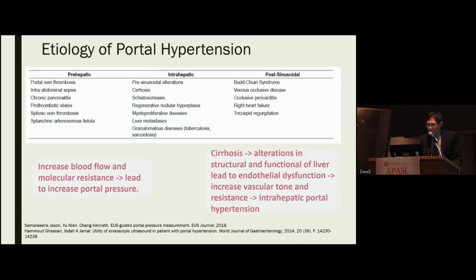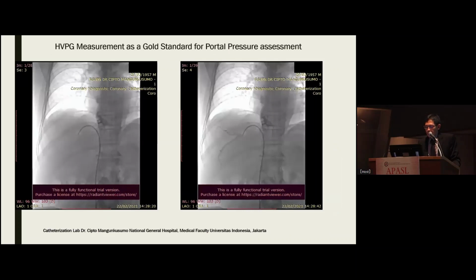If we talk about portal hypertension, of course, we are not only discussing liver cirrhosis, but we know that there are also many etiologies in prehepatic, intrahepatic, and post-hepatic conditions. However, in liver cirrhosis patients, alteration in the structure and function of the liver itself could lead to endothelial dysfunction and increased vascular tone and resistance, so it will further cause intrahepatic portal hypertension. So HVPG measurement is considered the gold standard for portal pressure assessment.